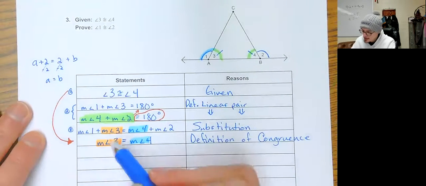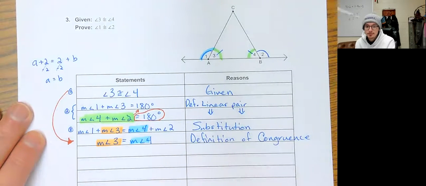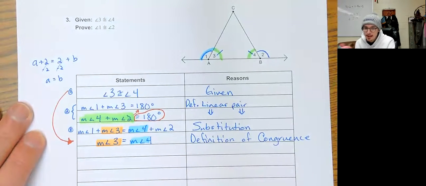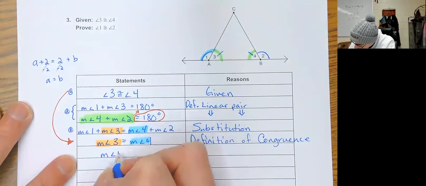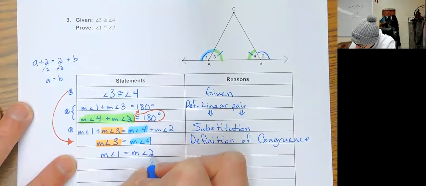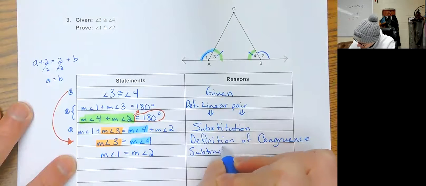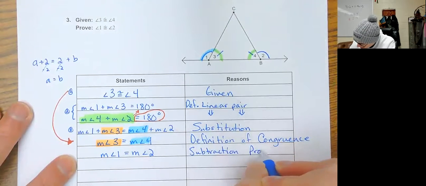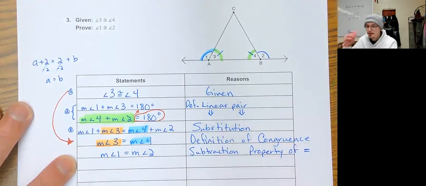Yeah, you can. So can't I just cancel out this? Well, what is canceling out? Subtraction. We want to subtract it away. We want to get rid of it. We want to take it out of the equation. Let's subtract it. So you'd be left with the measure of angle 1 equals the measure of angle 2, and that would be subtraction property of equality. My students, I just let them put in subtraction property. More specifically, subtraction property of equality.